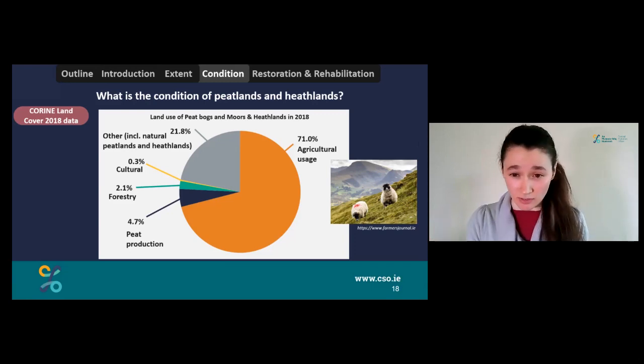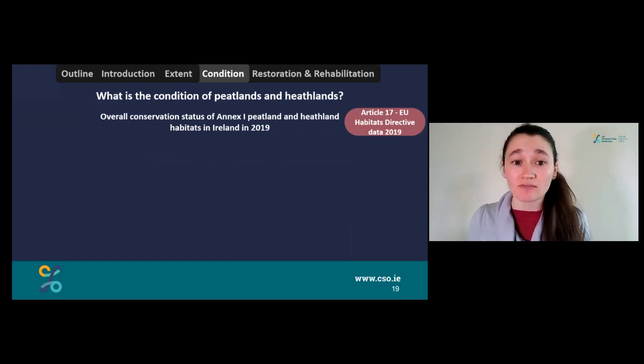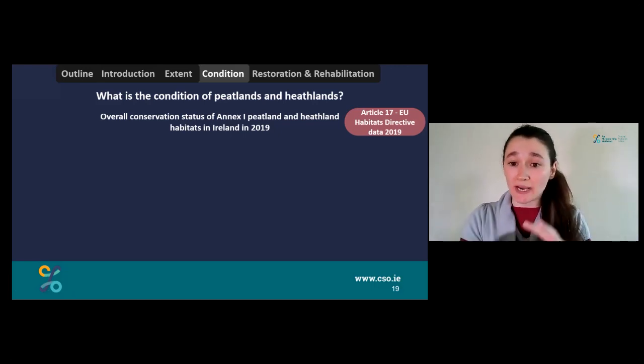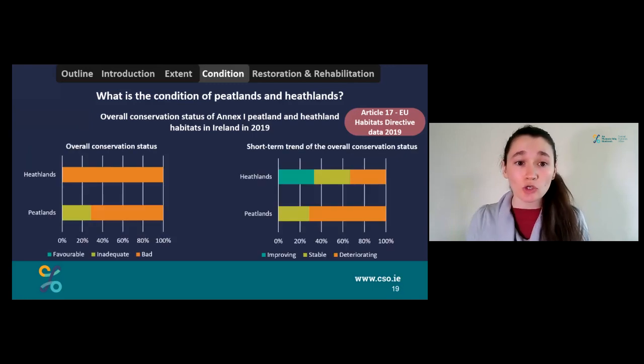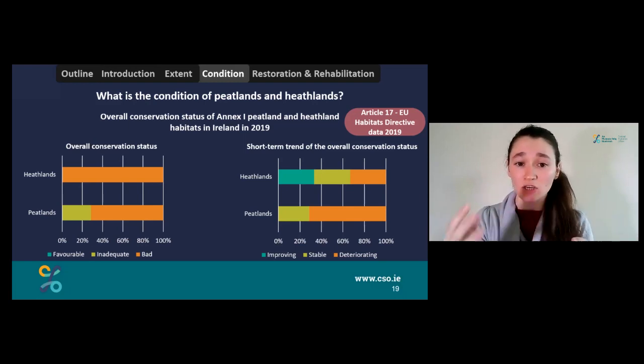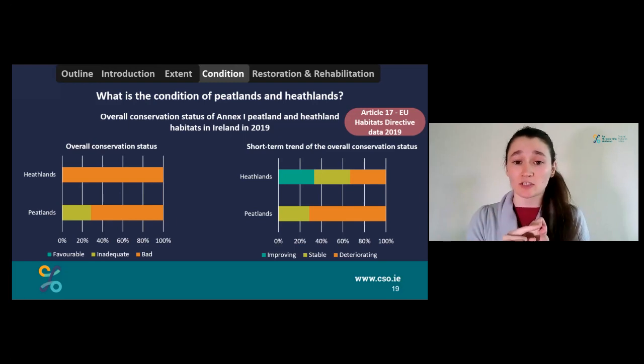To have a better conclusion, this is why we also report the conservation status of Annex 1 habitats for peatlands and heathlands using Article 17 data in 2019. The National Parks and Wildlife Service, in addition to reporting the spatial extent of Annex 1 habitats, also report their conservation status along with the short-term trend calculated over the past 12 years. The conservation status is a really good proxy for condition because it includes an assessment of the habitat's spatial extent, range, and structure and functions.